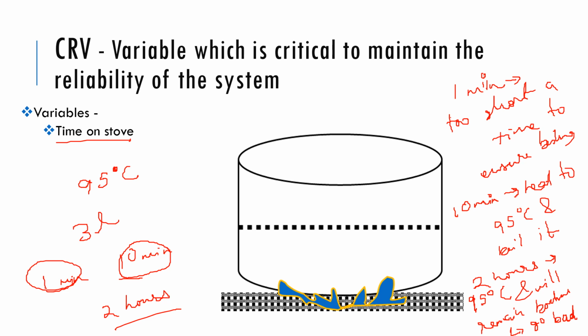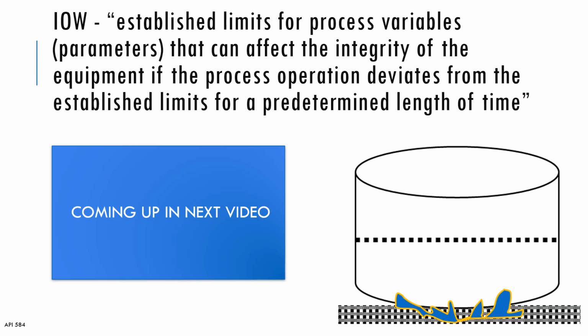Now, when we want to take all these critical reliability variables and see how to actually maintain them, that brings us to the integrity operating windows. I will handle the integrity operating windows in the next video.